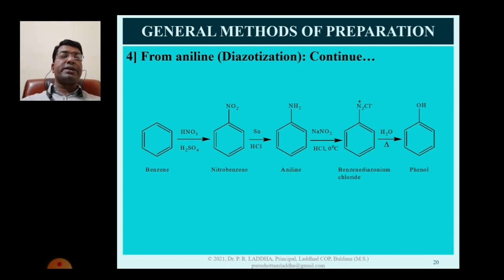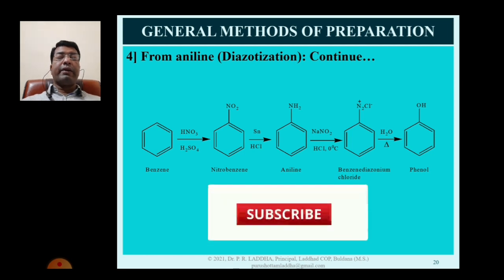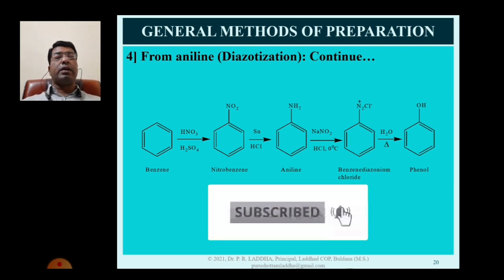So aniline is first treated with NaNO2 and HCl, so that will give us diazonium salt, benzene diazonium chloride. And in the second step, that benzene diazonium chloride is hydrolyzed with dilute sulfuric acid to produce phenol. So these are the different methods of preparation of phenol. In our next video, we will see the different chemical reactions of phenol. Thank you.